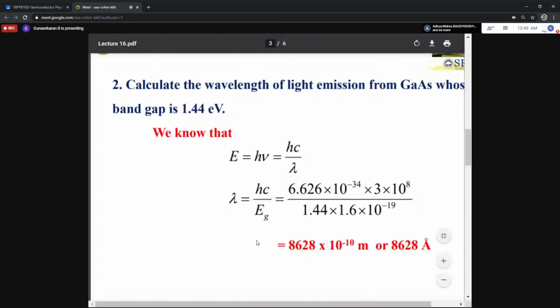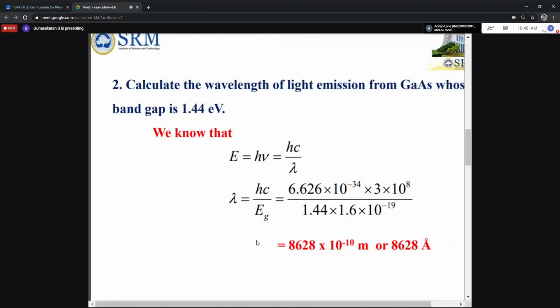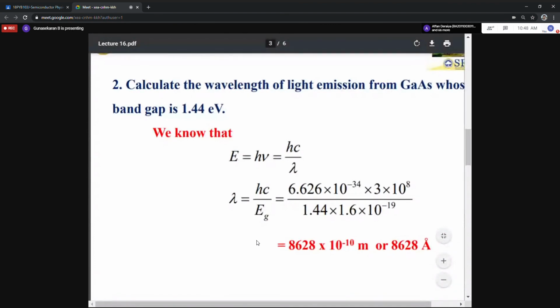That is 8,000 angstrom unit. I think this is not visible, beyond the 400 to 700 visible range. Maybe that is infrared or ultraviolet like that. Infrared region. So 8,628 angstrom unit. So this is your problem number 2.